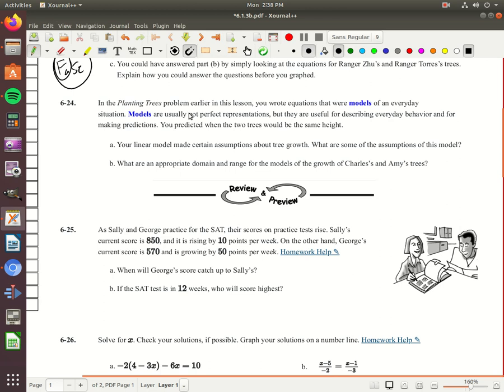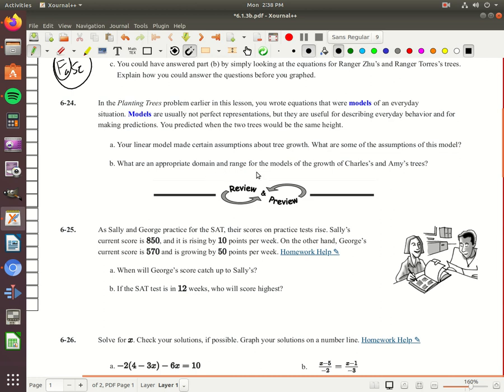624. In the planting trees problem earlier in this lesson, you wrote equations that were models of an everyday situation. Models are usually not perfect representations, but they're useful for describing everyday behavior and for making predictions. You predicted when the two trees would be the same height. Your linear model made certain assumptions about tree growth. What are some of the assumptions? Well, we assume that it always grows the same all the time. That it's like an even growth. Maybe, if it grew more in spring versus fall, that might not be the case, or whatever. It might have caught it earlier or later in the season, or whatever. We assume they didn't die, etc., etc.